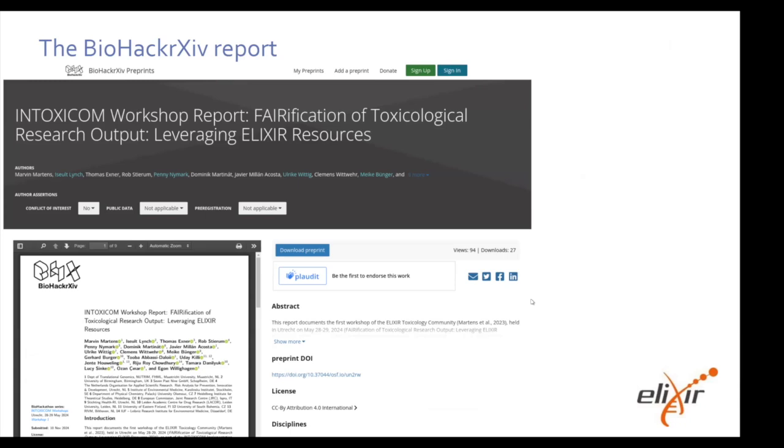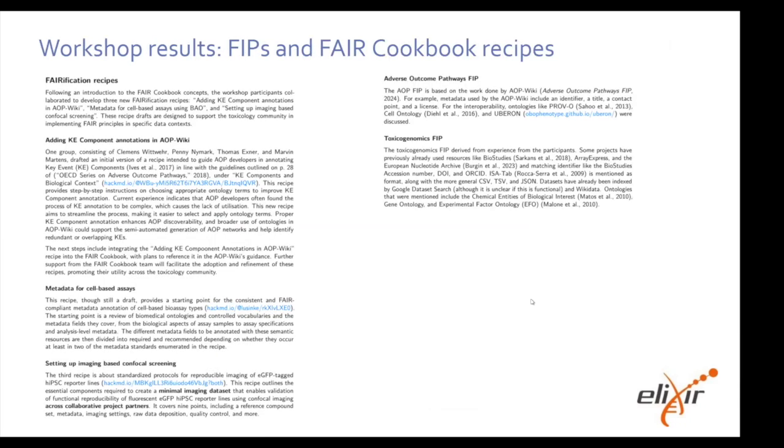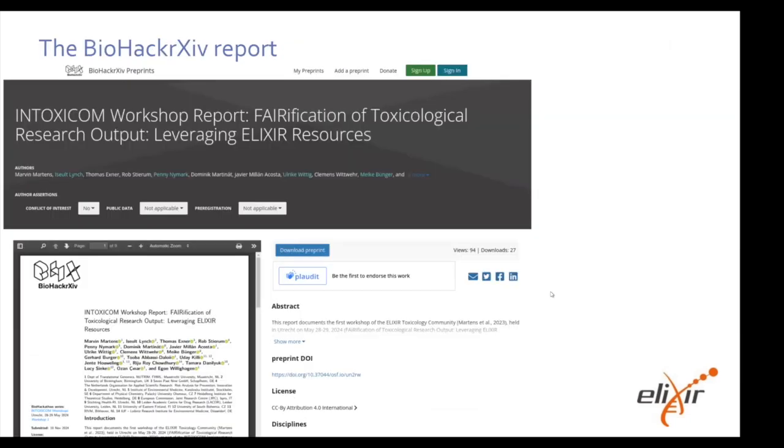So what makes this Biohack Archive interesting here is, well, it is a solution from ELIXIR, or at least ELIXIR is using it. It relates to the biohackathon events, and it was set up as a place where reports from these biohackathons could take place, and we teamed up with them for the Intoxicom workshop, so we could post our reports there. That means that we get a DOI, we get a nice formatting, as we can see there, we get exposure via Biohack Archive, etc.